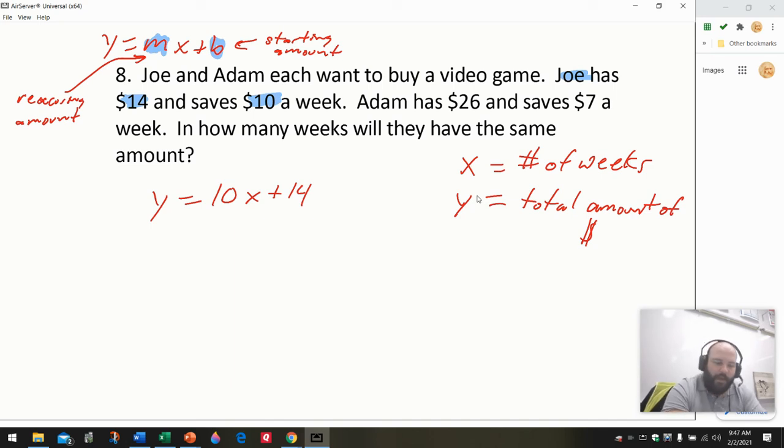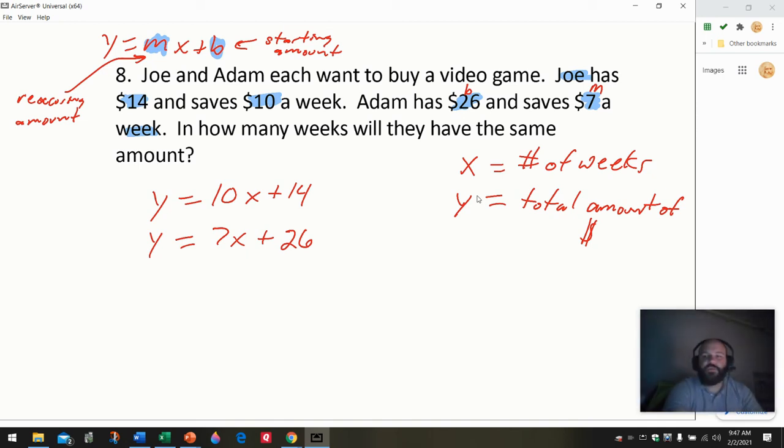Now, in the similar way, we're going to come up with an equation for Adam. And you can see Adam started with $26, and then he saves $7 per week. So that's going to be the 26 is your beginning amount, and then the $7 per week is the reoccurring amount. So that'll be your M. So your second equation is y equals 7x plus 26. Now, once we have the two equations, you can see these are both in slope-intercept form. So it would actually be easier to use substitution to solve this.